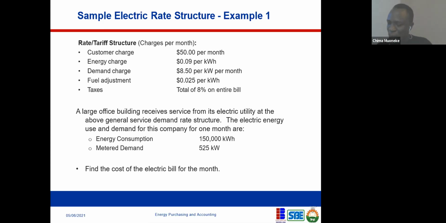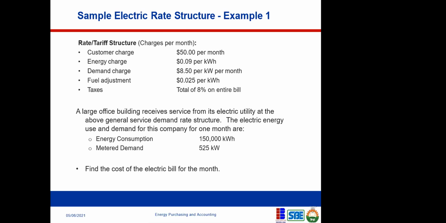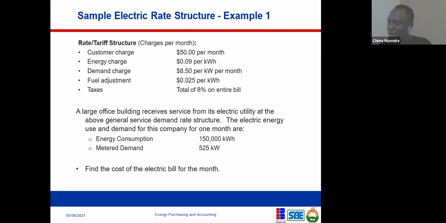Now remember that our fixed charge is equal to $50 for the month. Yes, the customer charge, fixed charge. Exactly. So let us add all of these costs together. We're adding the demand charge plus energy charge plus fuel adjustment charge plus the fixed charge. Let us add all of this together and then check what we get.